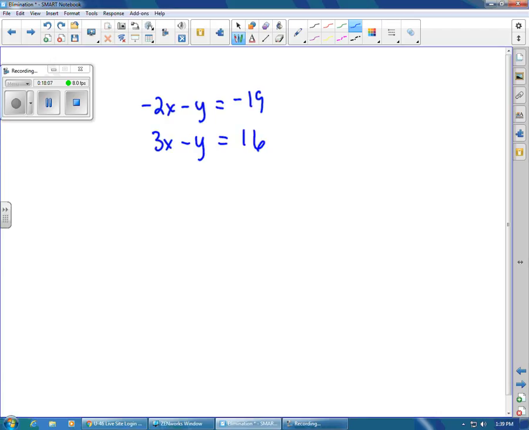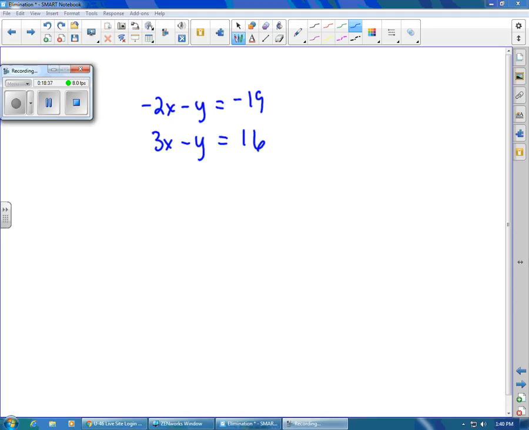So again, we do not have opposite coefficients on either our x term or our y term. It would be relatively easy to do something to get our y terms to be opposite. So go ahead and do that. Pause the video, come back and make sure that you've done it correctly. Okay, I'm going to transform the top equation.